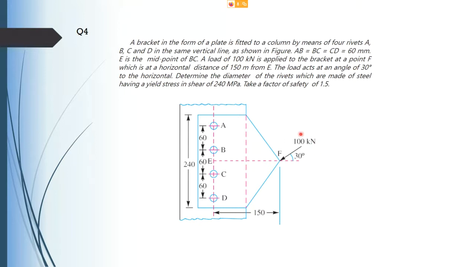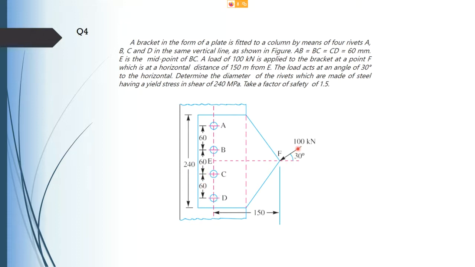So you see this load here, 100 kilonewton, is acting at an angle of 30 degrees. Okay, so when you consider the primary shear load on each rivet here, the line of action of your primary shear load on rivet A, B, C, and D should be parallel to this force here. So that means somewhere around here for each rivet.